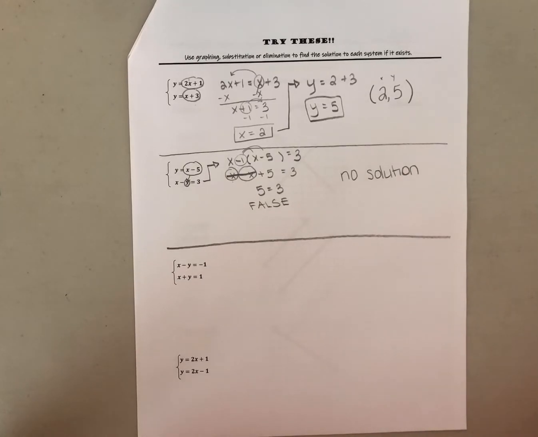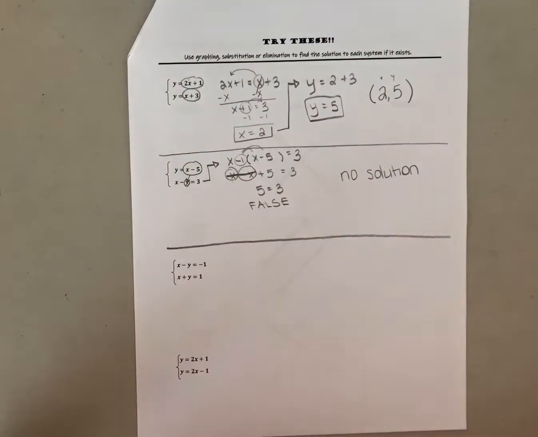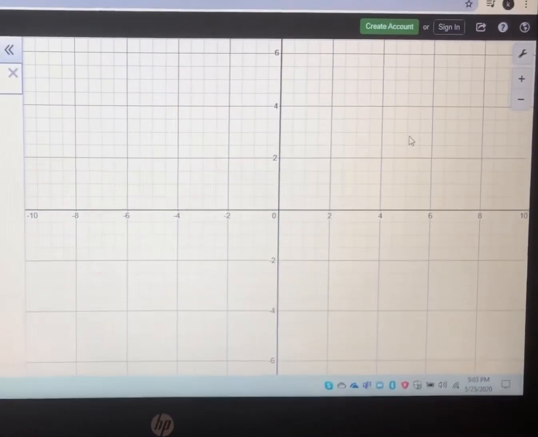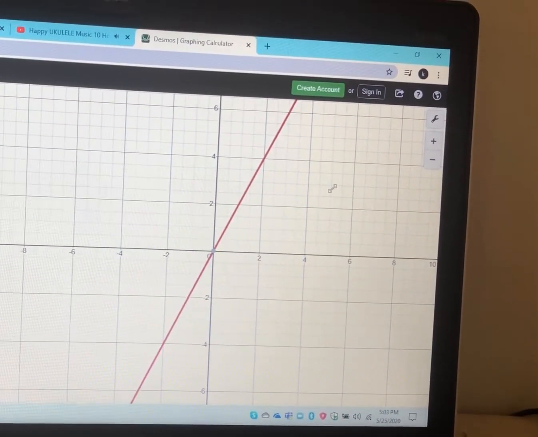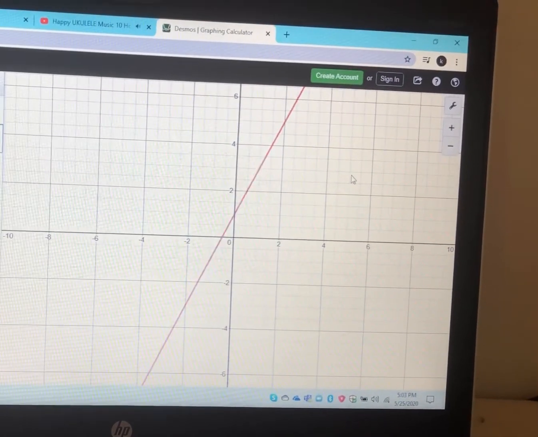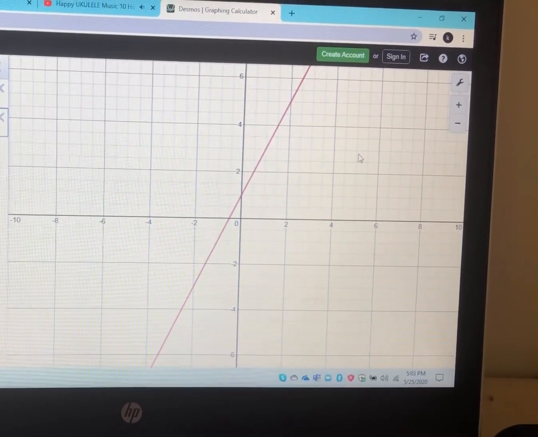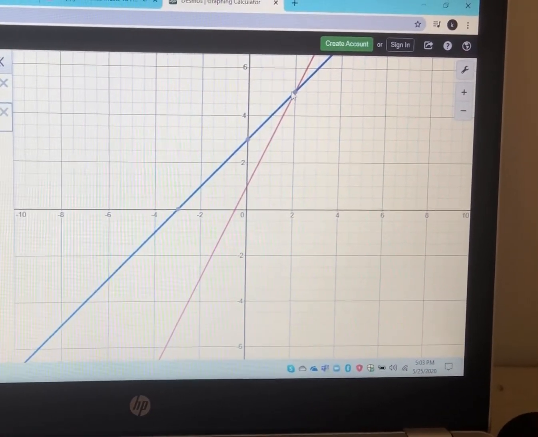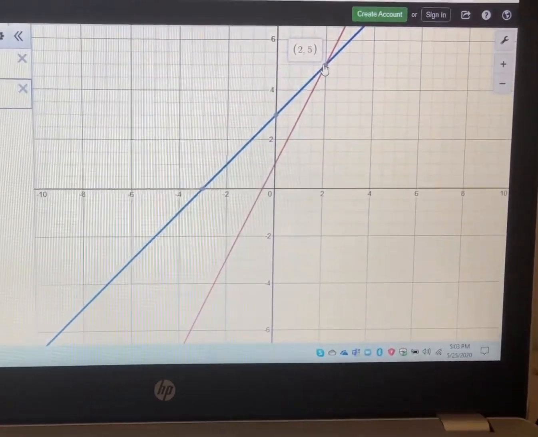So we're going to plot the first one. My Desmos canceled. Okay, so let's take a look at the computer. We are going to plot the first problem. So y equals 2x plus 1 is my first equation. My second equation was y equals x plus 3. Okay, so we can see that they're definitely crossing. We can hover over it, and there's that 2, 5. So just checking our work that we did algebraically, we found that they do cross.